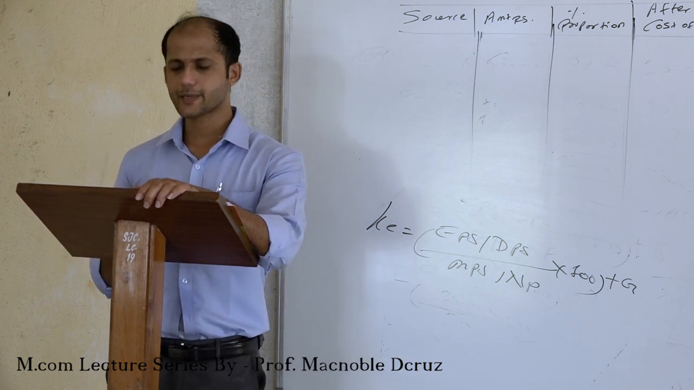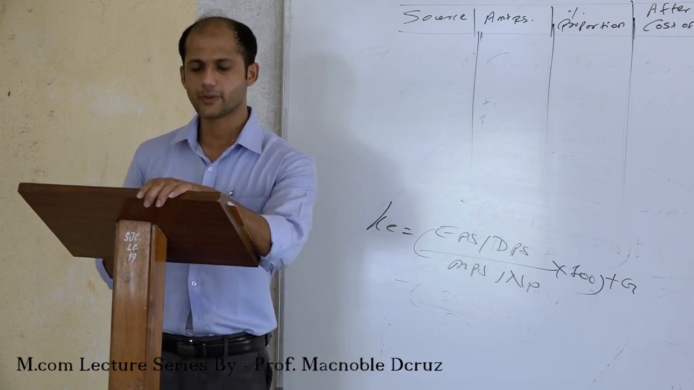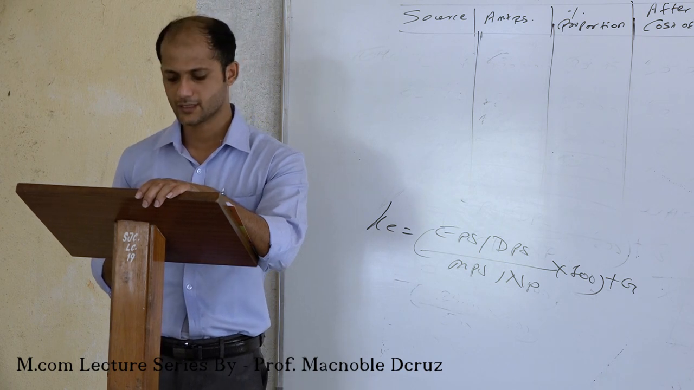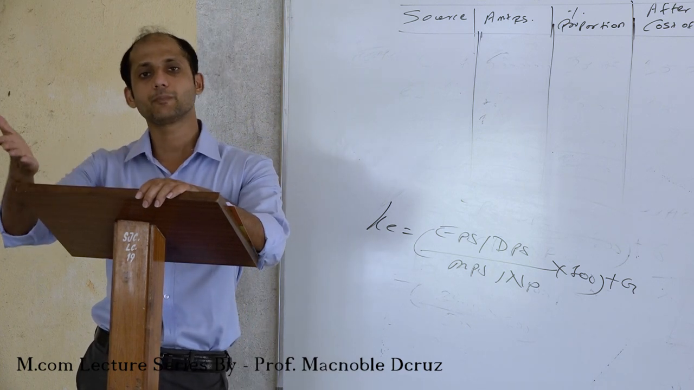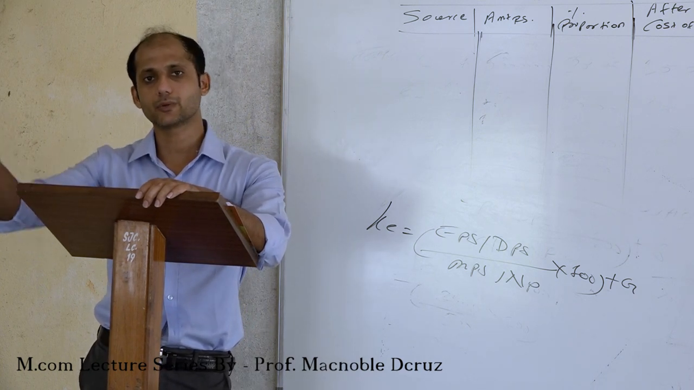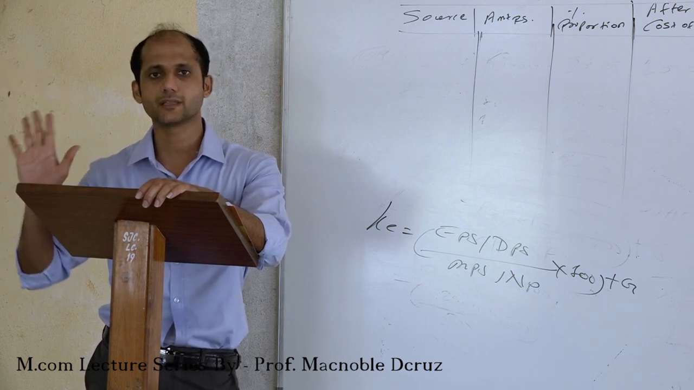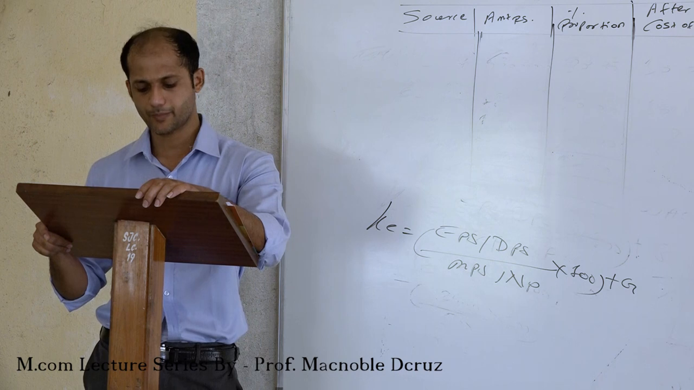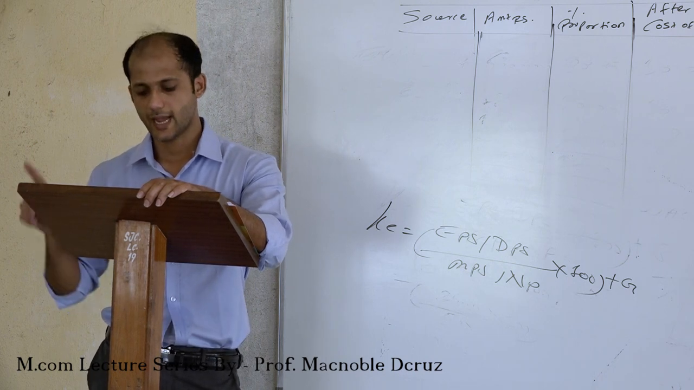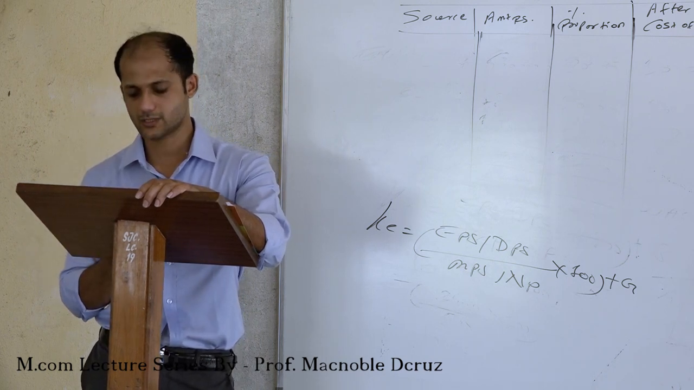The next year expected dividend is 3 rupees with annual growth of 5%. And the company pays all earnings in the form of dividend. That is, the dividend payout ratio is 100%. Whatever they are earning per share, 100% they are distributing. Preference shares are redeemable at a premium of 10% and having 2% flotation cost.